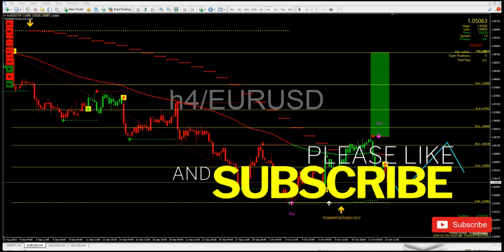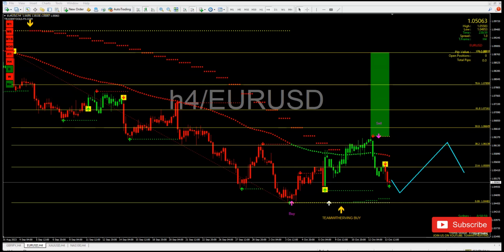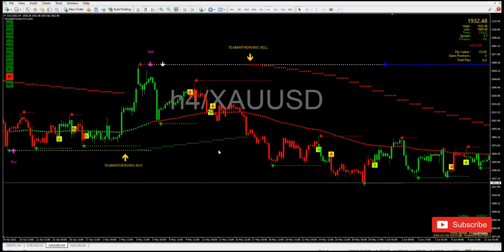All right, so the next pair that I'm going to give you guys is going to be one of the most tradable pairs in the world, and that is gold. Boom, guys, look at what gold is doing. I told you last week, because we are using multiple time frames. Look at the dashboard. What is the dashboard saying? Just by looking at the dashboard, you have the answer.